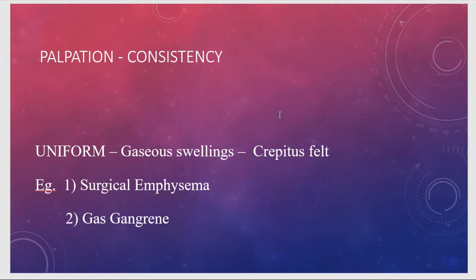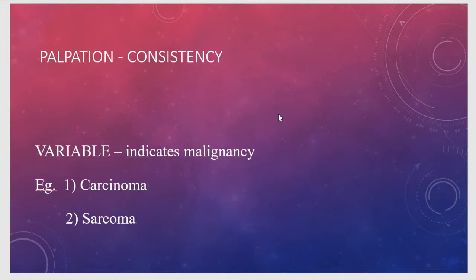Sometimes the swellings are gaseous in origin, meaning the content is gaseous. Usually we are going to feel the crepitus, as seen in surgical emphysema or gas gangrene cases, right? So remember, swelling content could be a liquid or it could be a gas. So even in gaseous swelling, uniform consistency may be there. We may feel the crepitus in surgical emphysema and gas gangrene cases, and it must be remembered.